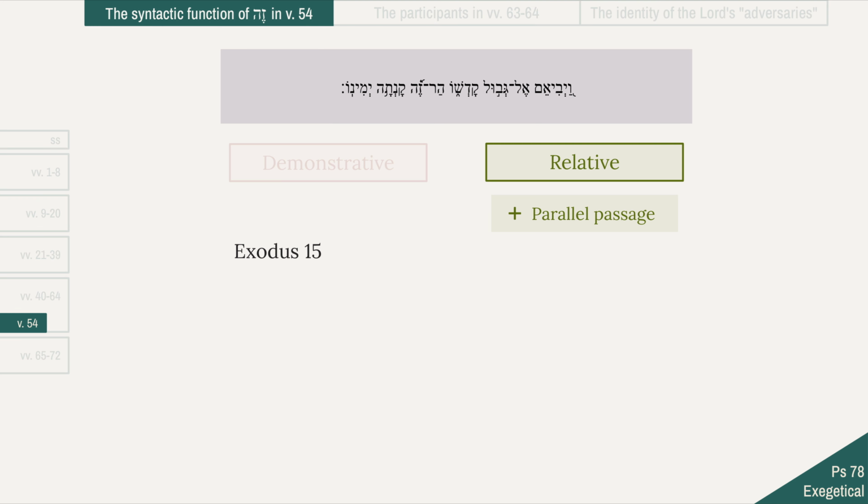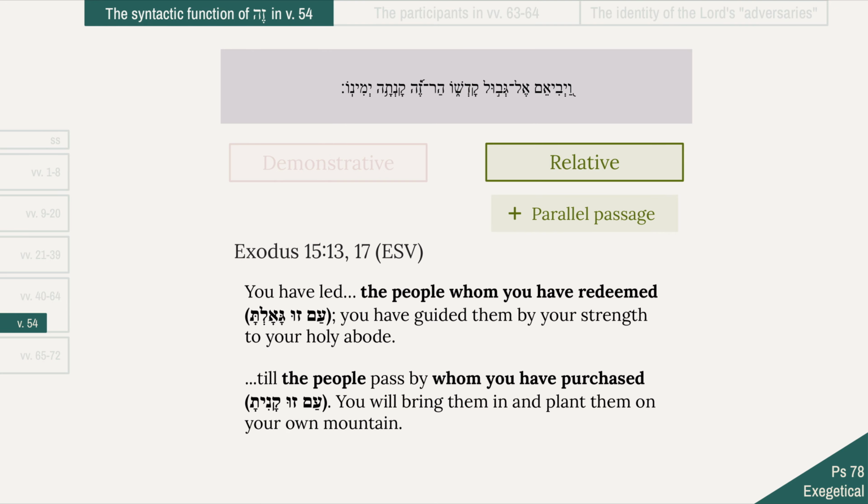An important passage here is the Song of the Sea in Exodus 15. Psalm 78 seems to be echoing this song whenever it describes how the Lord led his people out of Egypt and brought them to his mountain. And Exodus 15 gives us multiple examples of a Zayin pronoun functioning as a relative. So for example, Exodus 15:13 says, "You have led the people whom you have redeemed, Am zu ga'alta. You have guided them by your strength to your holy abode."